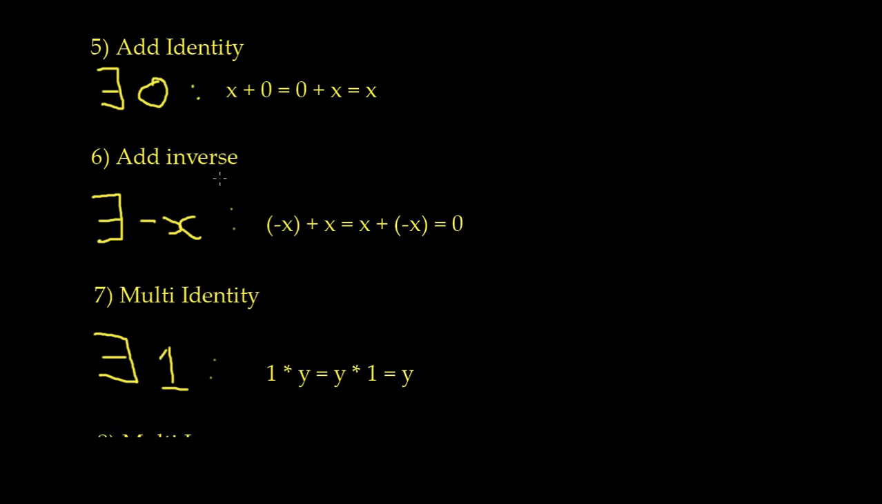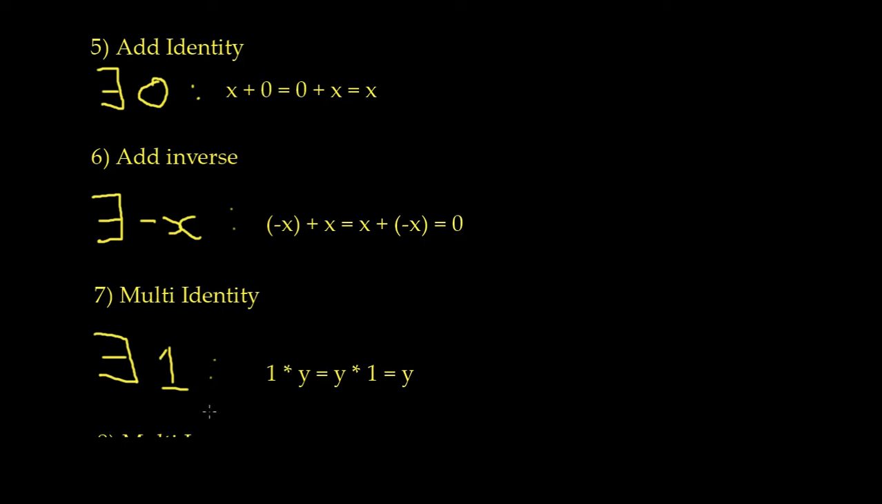The add inverse says that there is a number called negative x, where if I take negative x and add it to x, or I take x and add it to negative x, I will get 0. So that's what the add inverse is saying: for every real number there is a negative of that real number, which will give me 0.